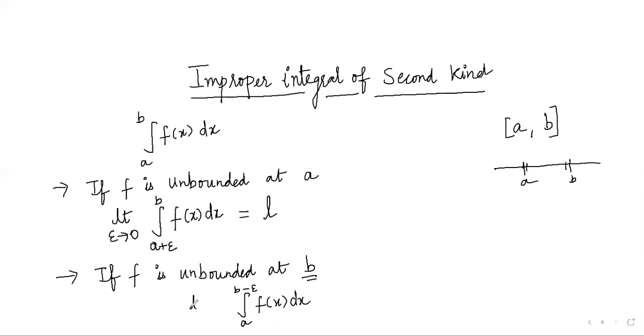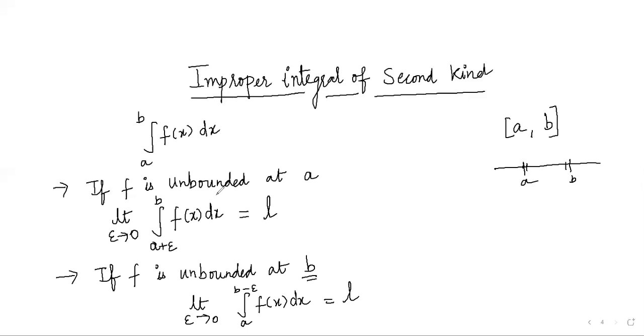And after evaluating this integral, we will be considering the limit. We are taking here that this epsilon is tending to 0. If this limit exists and say it is L, then this improper integral of the second kind will be convergent. It will be defined. It will exist.